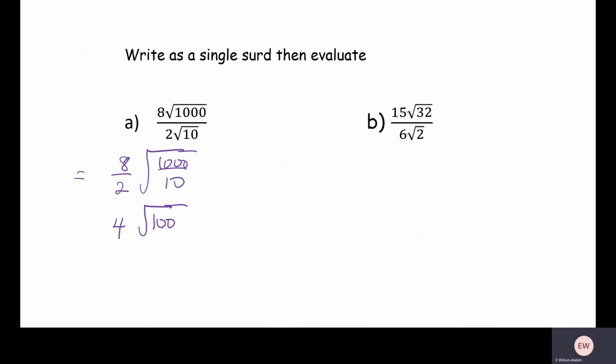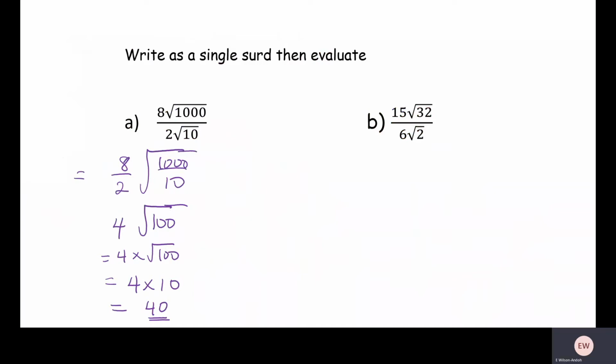Now, 4 root 100 is the same as 4 times root 100. And root 100 is equal to 10. So we have 4 times 10, and our answer is equal to 40. You can check this in your calculator.